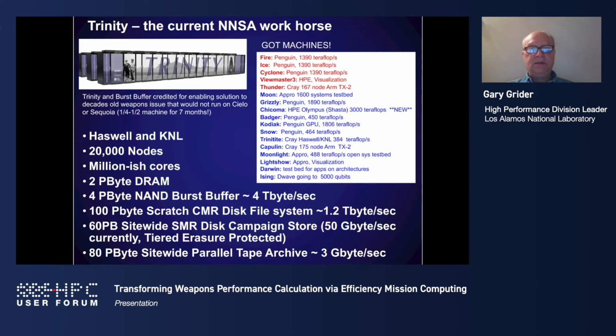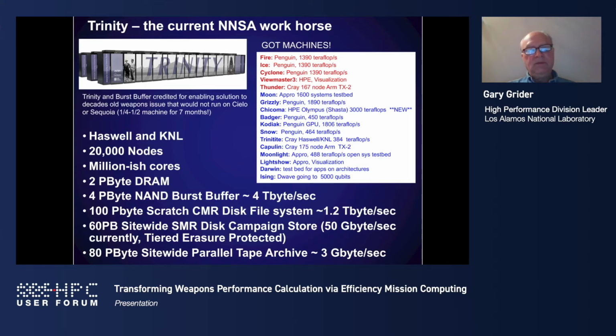Because it has such a big memory footprint, and because we run these very, very large petabyte-sized jobs, we put a 4 petabyte NAND burst buffer on it that runs at 4 terabytes a second, and it has about 100 petabytes of scratch disk file system that runs at over a terabyte a second. And then, of course, it's got the campaign store, which is where we store intermediate things that are not quite archivable yet, and of course the site-wide archive that we use as well.